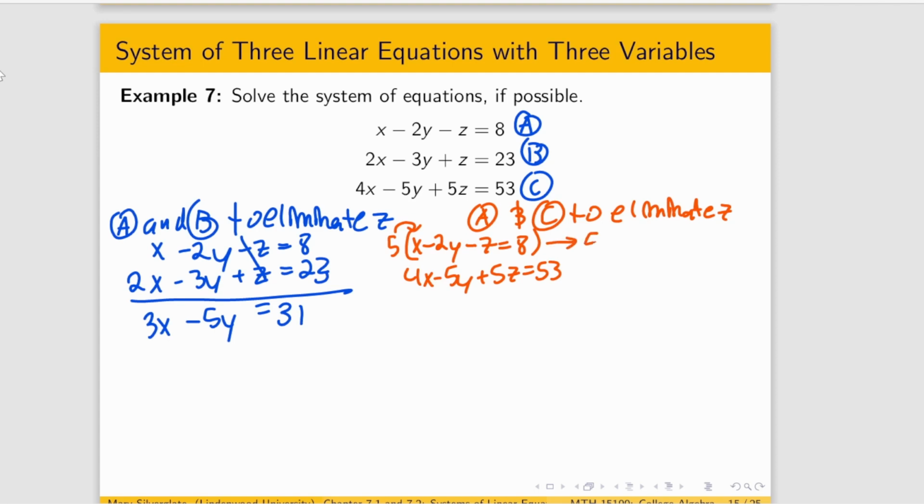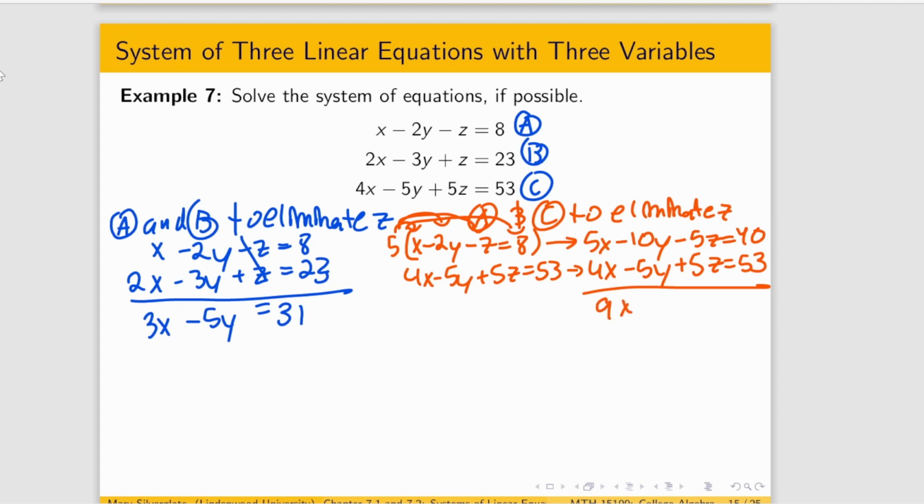So 5 times x is 5x. 5 times negative 2y is negative 10y. 5 times negative z is negative 5z. And 5 times 8 is 40. And then we just rewrite the second equation. And now we're going to add straight down. 5x plus 4x makes 9x. Negative 10y minus 5y is negative 15y. Negative 5z plus 5z makes 0. 40 plus 53 makes 93.